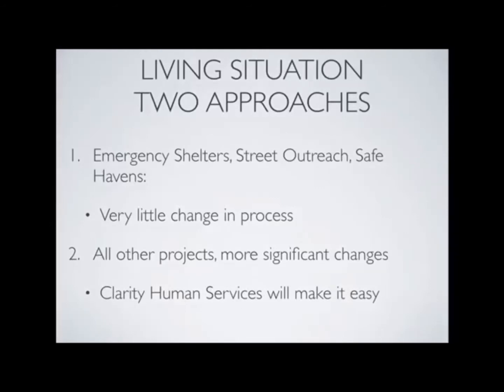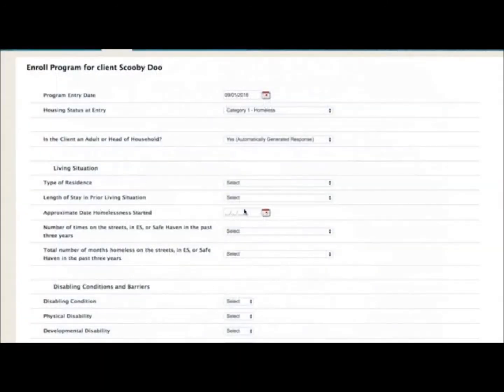Now let's take a look at how this will be handled for an emergency shelter project enrollment. It'll be the same process for street outreach and safe havens as well. On this screen, I'll demonstrate how the living situation questions will be handled for enrollments in emergency shelter projects. You'll notice the question, is the client an adult or head of household, shown here. This will automatically calculate whether or not somebody is an adult or head of household. If they are, then the living situation section will display the questions. If they're not, you won't see that section.